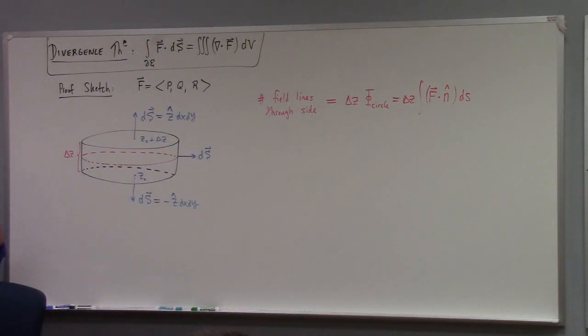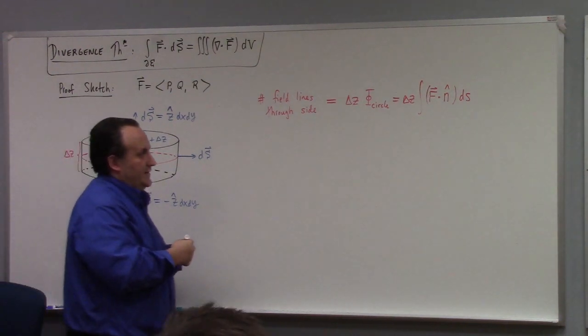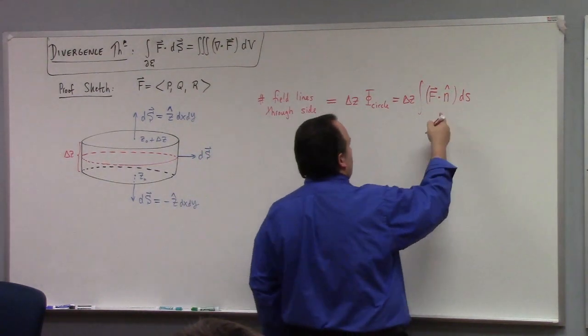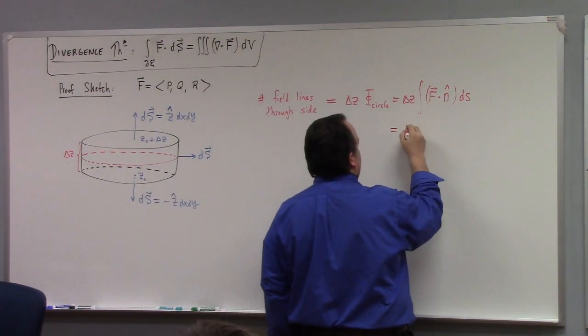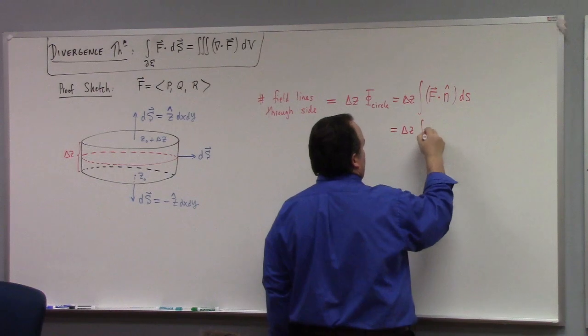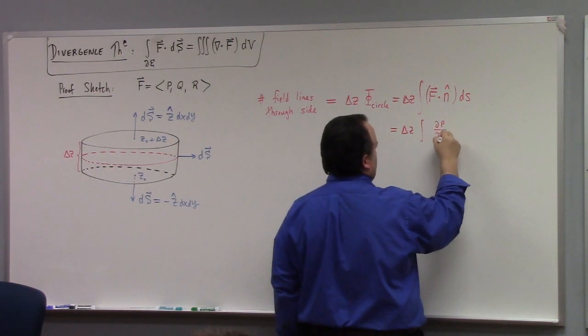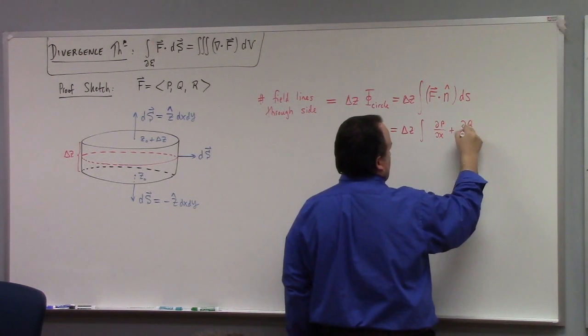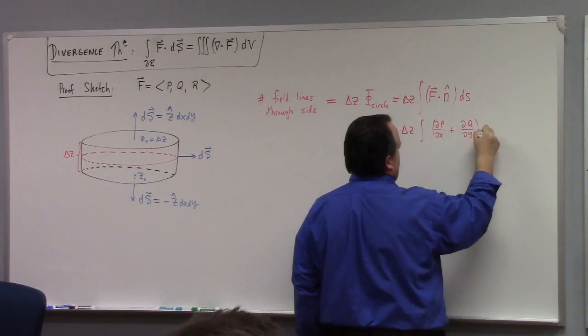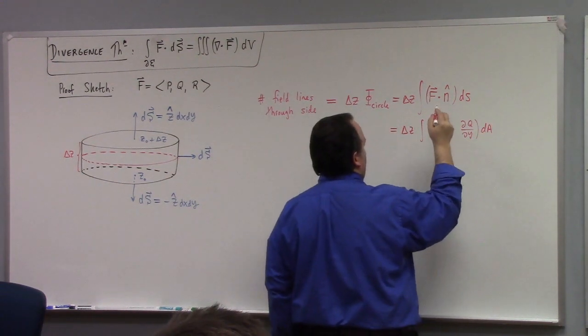If I take that times delta z, that should give me the number of field lines through the curved side. Of course, we had a method to calculate that. We worked out that Green's theorem told us that that was in fact the integral of partial P partial x plus partial Q partial y dA.